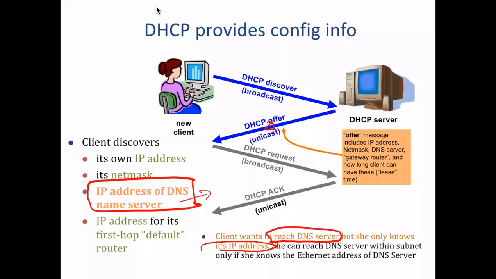But messages within a subnet or within a local area network use MAC addresses. Even if her machine knows the IP address, she cannot reach that machine until she knows its MAC address, because the IP packet finally gets inserted in the Ethernet frame, and then the frame will go, and then the packet will be taken out there. So she needs to know the MAC address of the DNS, domain name server.